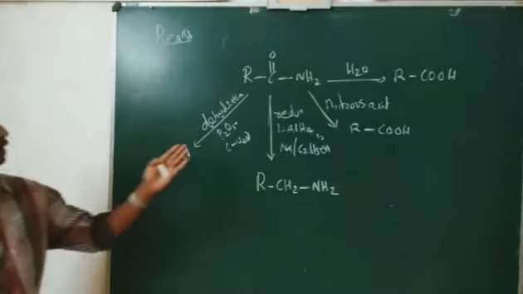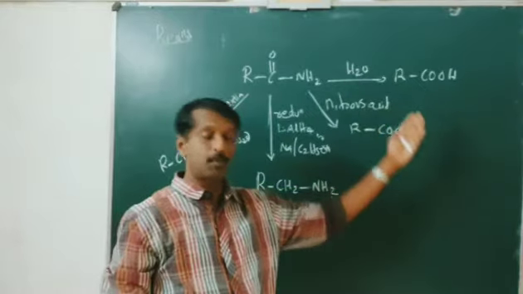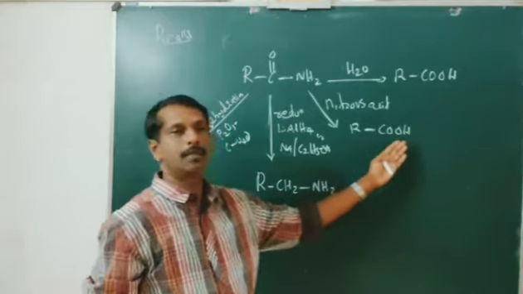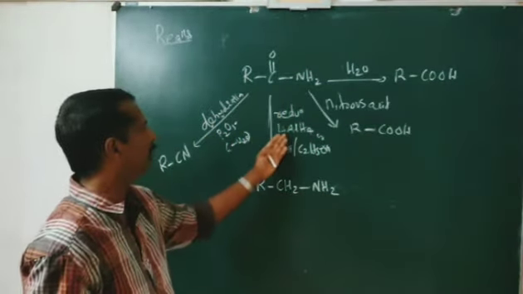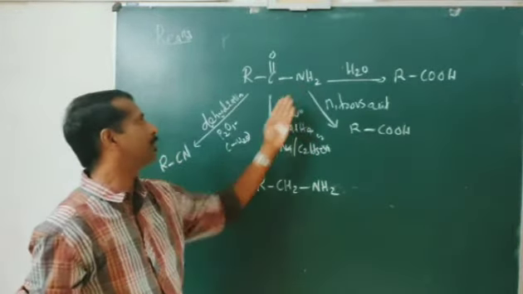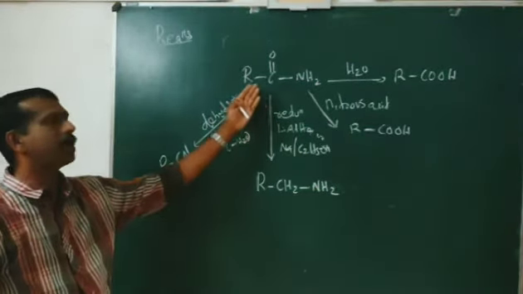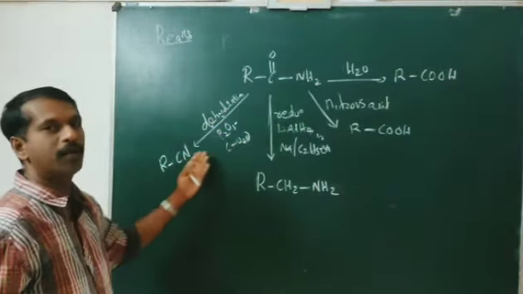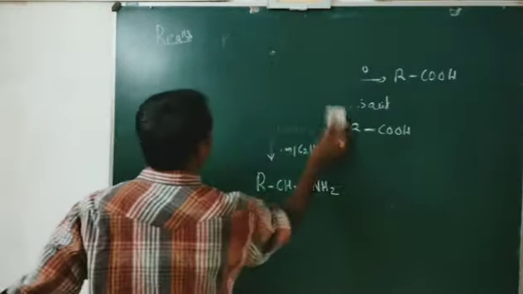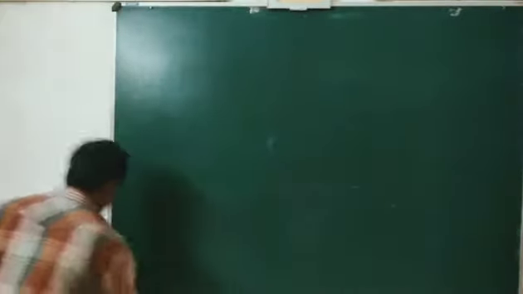So these are a few reactions of amide. First one is hydrolysis, which changes into the corresponding carboxylic acid. Again, with nitrous acid we also get the carboxylic acid. Reduction with lithium aluminum hydride or sodium in presence of ethanol converts RCONH2 to RCH2NH2. In dehydration, amide on treatment with P2O5 loses a water molecule and we get RCN, nitrile.